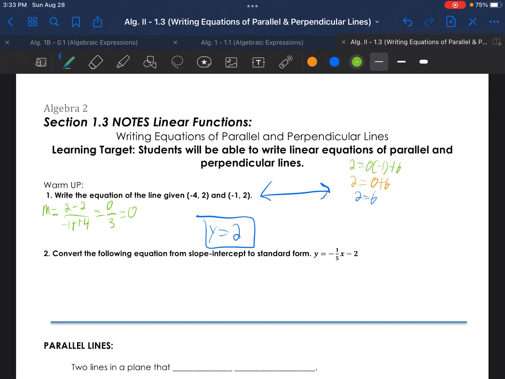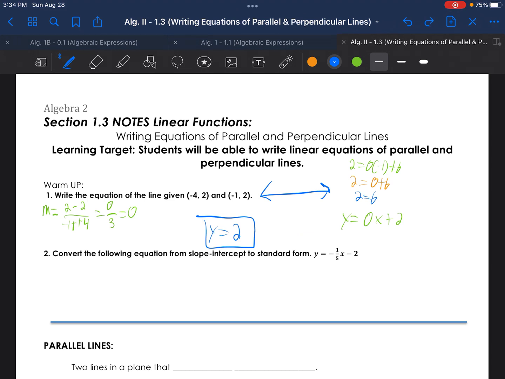So we end up back in the same spot where we know the b is 2, the y-intercept, so we can plug it back in to y equals mx plus b and leave y and x as y and x. So you have 0 for the slope and plus 2 for the y-intercept. But once again, that takes you right back to the same spot where 0 times x is 0, and you just have y equals 2.